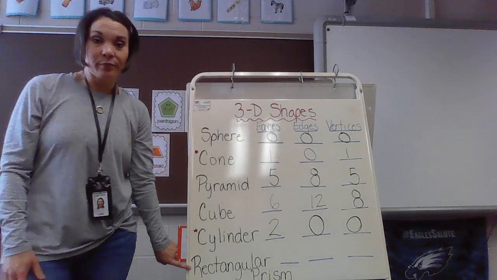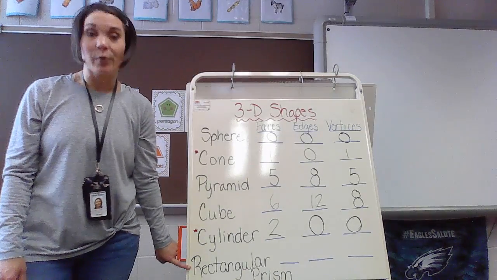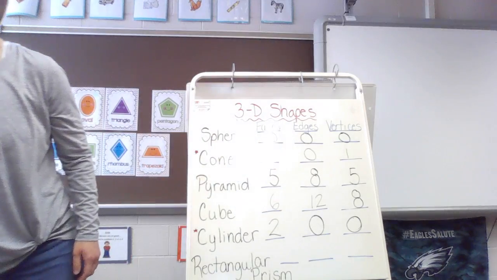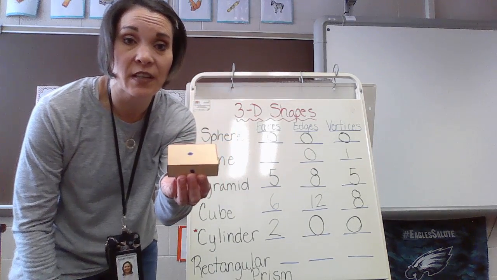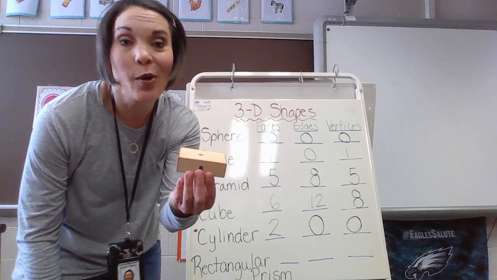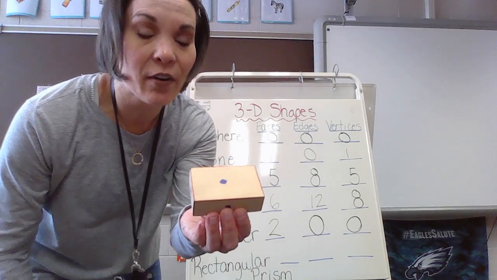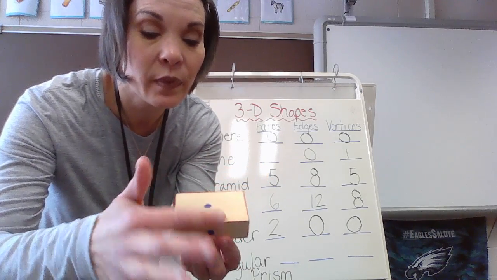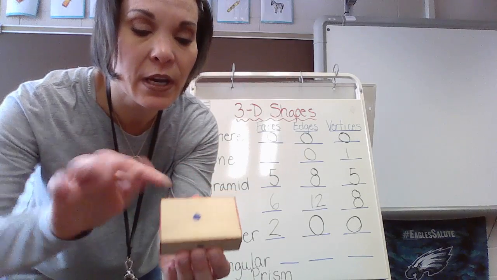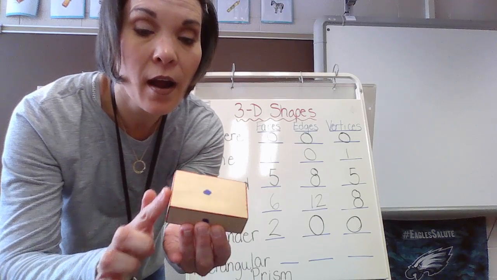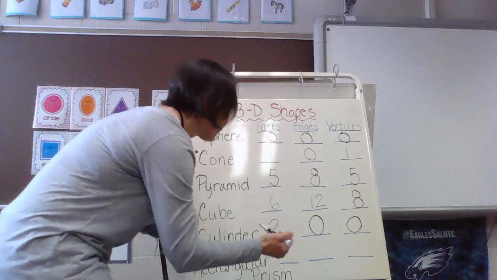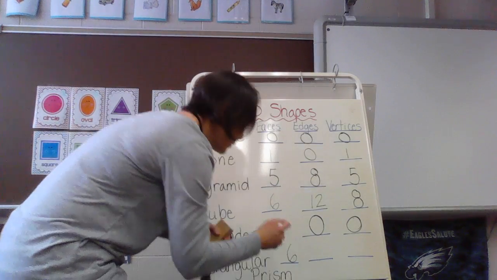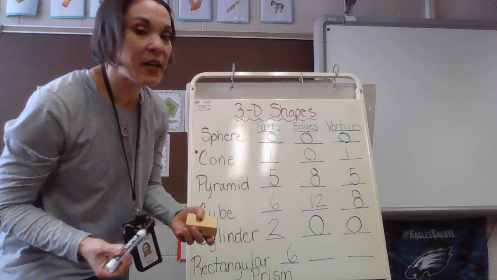And our last one, rectangular prism. So here we go. Now, this was the first one that I was showing you to talk about faces, edges, and vertices, but now we're just going to go ahead and count them. So let's count our faces. 1, 2, 3, 4, 5, 6. All right. 6 faces. How many edges?